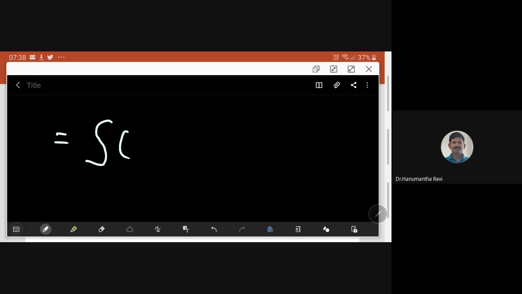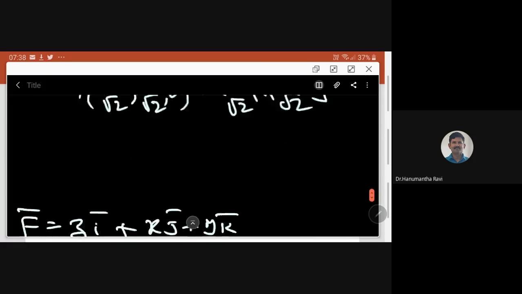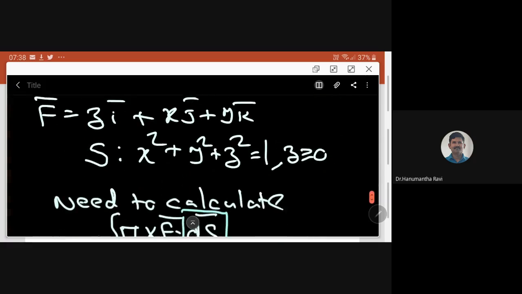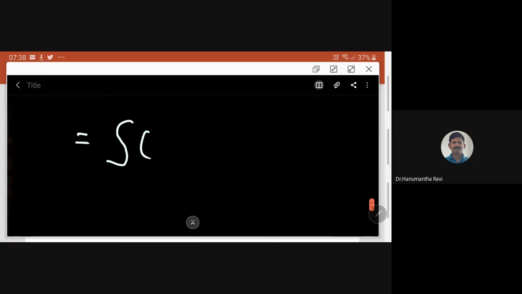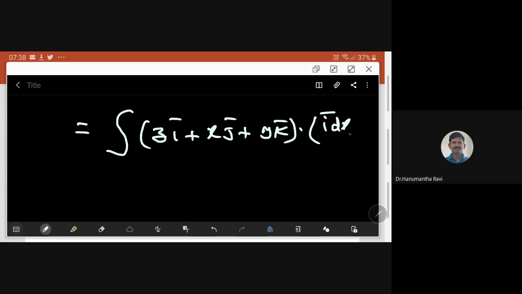Our f bar is z i bar plus x j bar plus y k bar. Dr bar dot dr bar, I told you, what is that? i bar dx plus j bar dy plus k bar dz. Yeah, this is the one.